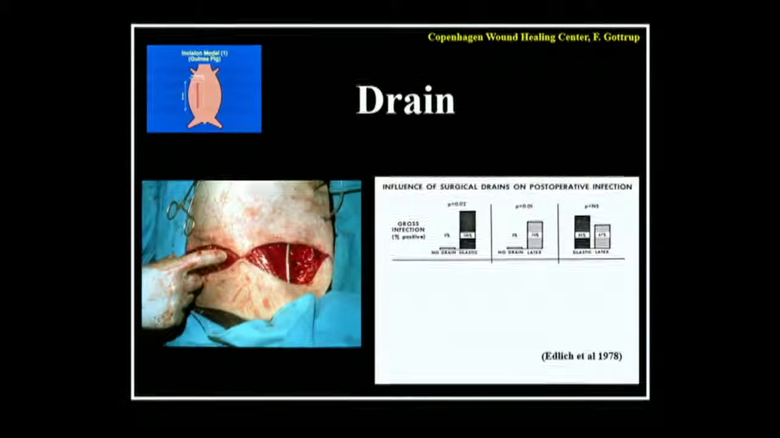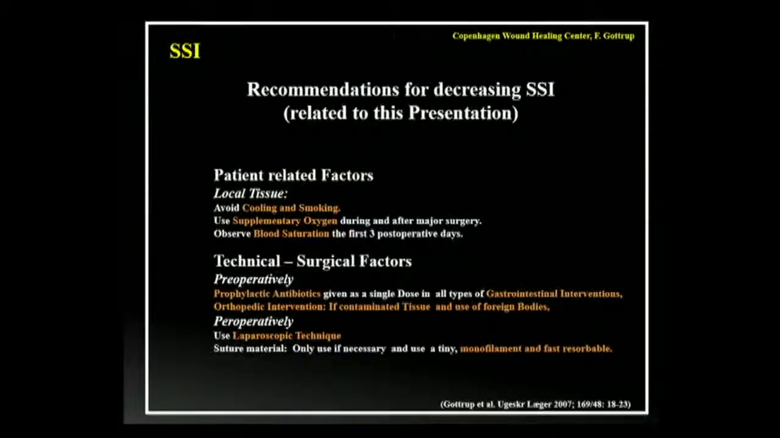Again, drains. We tried different types of drains. A drain is a foreign material. If you have no drain, about 10% infection, 100% if you have an elastic drain. Then we took a Lasix drain, the same thing. It's a foreign body. It doesn't matter which type of material it is made of. So in some way, a drain has to be there for a purpose, but taken out as soon as possible. The risk of infection is there.